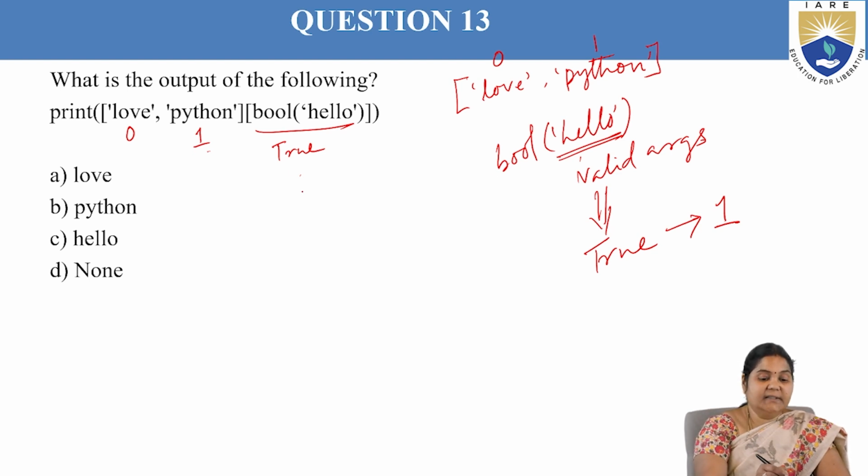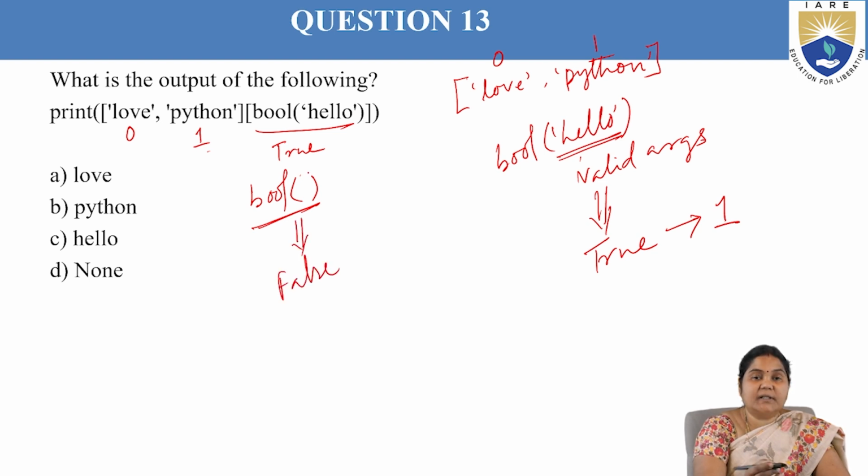Now, in this case, if I had written the Boolean like this with nothing inside, the Boolean function would result in false, because there is no argument. So it returns false, and in that case love will be the output. But here it contains a valid argument, due to which it returns true. True means 1, so the string Python will be printed.